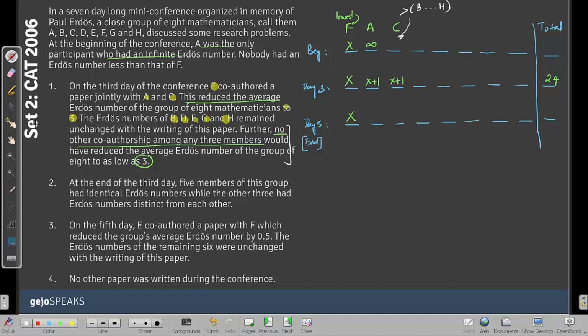Okay, let's move on and look at what happened at the end of third day. At the end of third day, 5 members of this group had identical Erdos number, while the other 3 had Erdos numbers distinct from each other. 5 had identical. 2 already we are seeing are identical. Now the other 3 are distinct, which means A and C cannot be a part of the other 3.